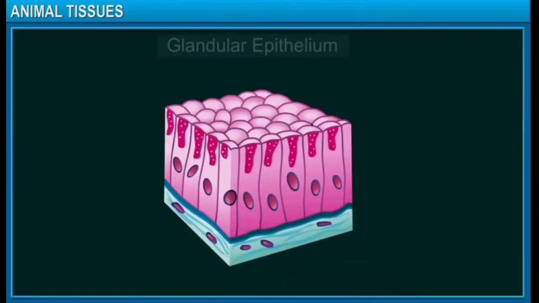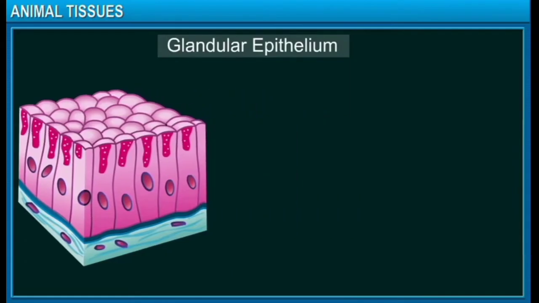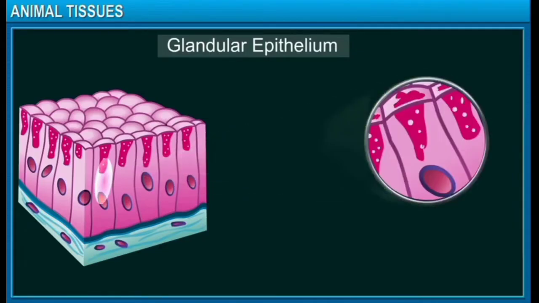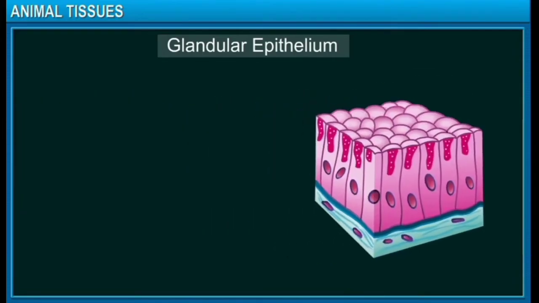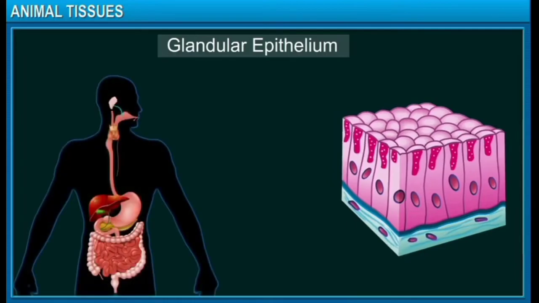This is glandular epithelium. When columnar epithelial cells modify as gland cells and secrete substances at the epithelial surface, they form glandular epithelium. These are found in the sweat glands, salivary glands, liver, pancreas, thyroid, and tear glands, and produce secretions.